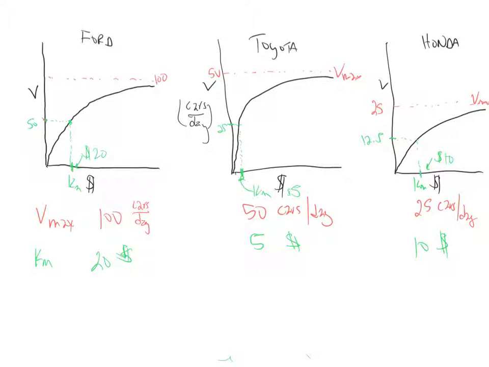So my question for you here is, of these three, if you have unlimited resources, which one of these is the fastest? Is it going to be Ford, Toyota, or Honda? Which one's going to be the fastest at making cars in a day? Ford. Because it says that you can make 100, so it's fast. Now the question is, if you were an investor, which one is the most efficient?